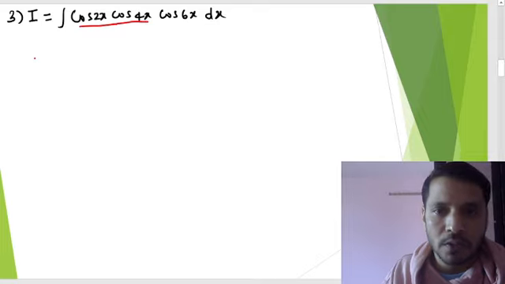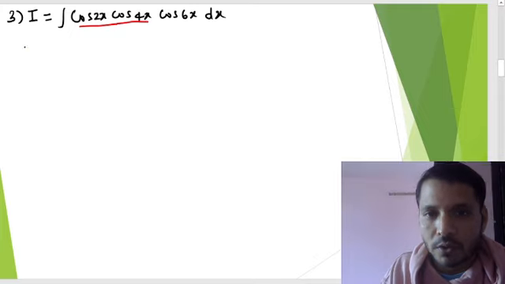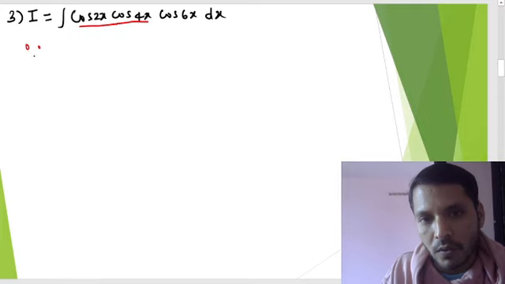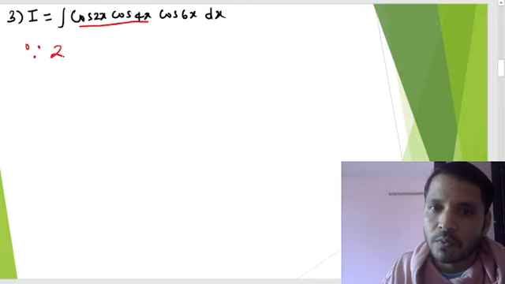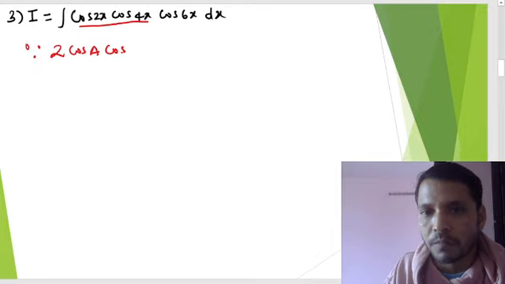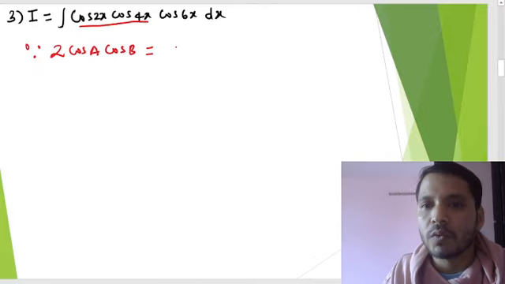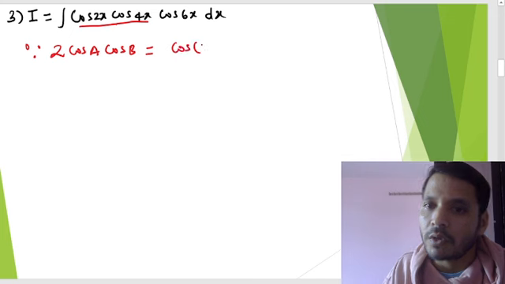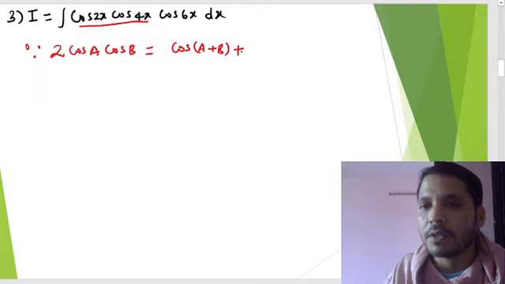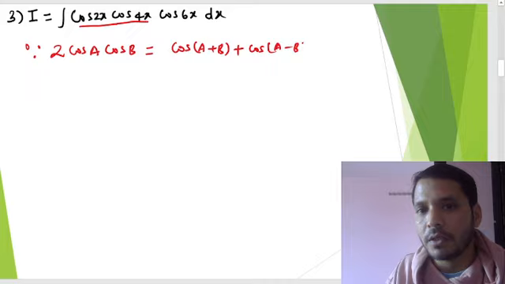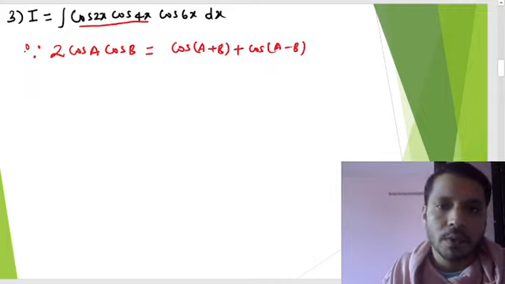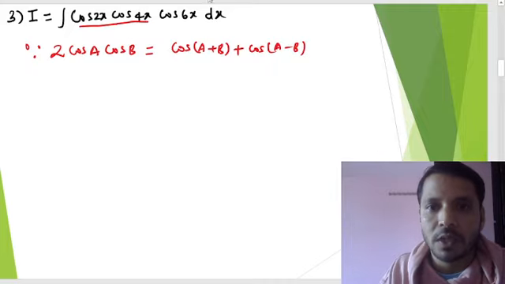Again we know that 2 times cos A into cos B is equal to nothing but cos(A + B) plus cos(A − B). We need to apply this formula. So first we need to rearrange the terms in the given question.